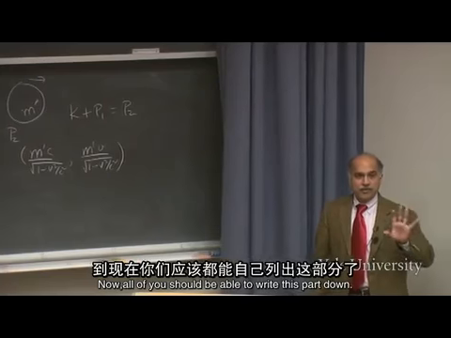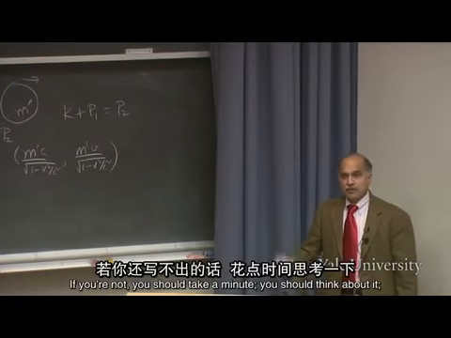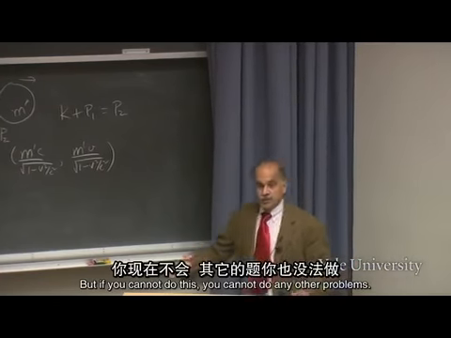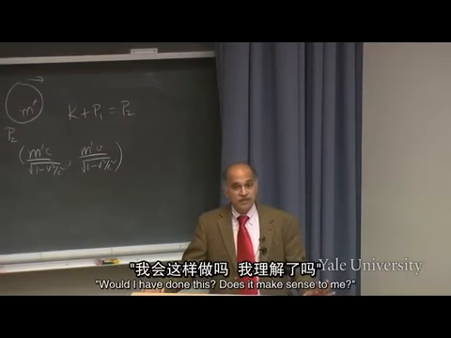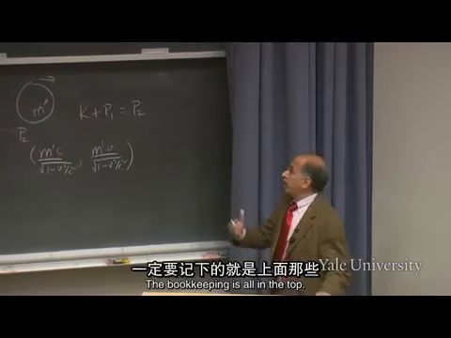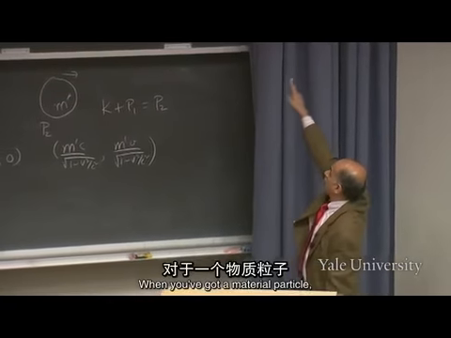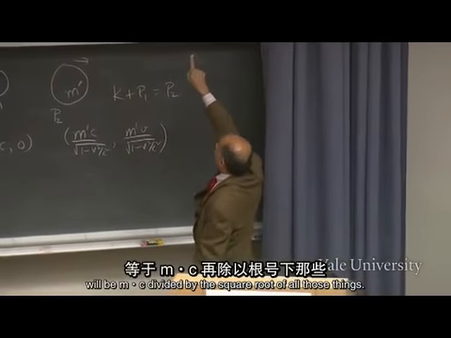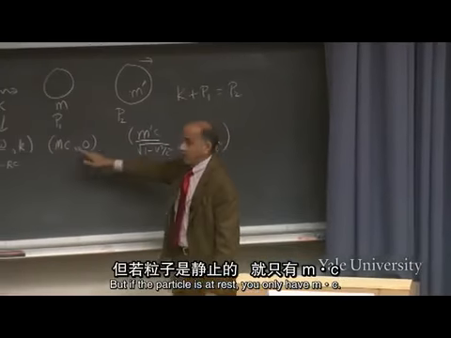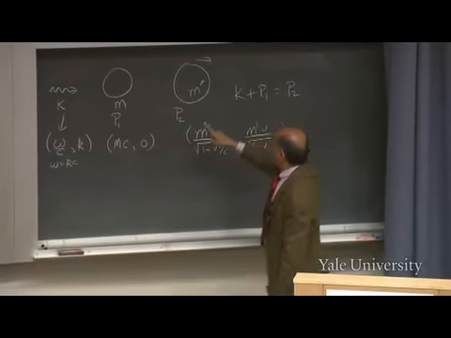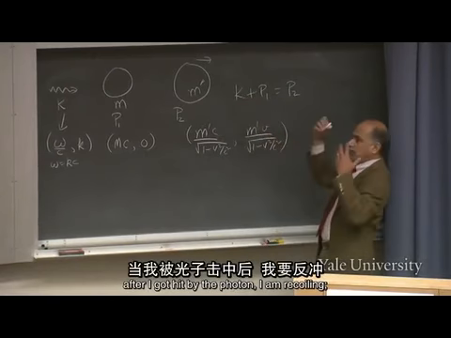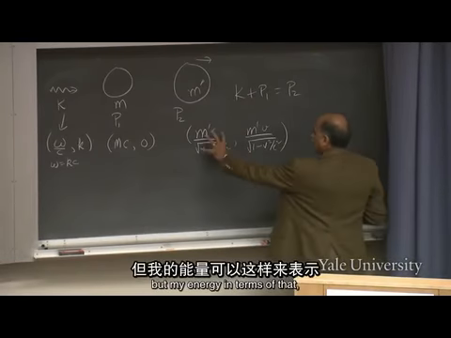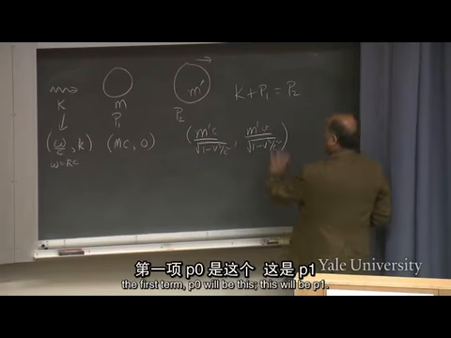Now, all of you should be able to write this part down. If you're not, you should take a minute, you should think about it, you can stop me, you can question me. But if you cannot do this, you cannot do any of the problems. So you've got to think, would I have done this? Does it make sense to me? The bookkeeping is all in the top. When you have a material particle, its first term, zeroth component, will be m times c divided by the square root of all those things. But if the particle is at rest, you only have mc. There is no momentum. The final object, me, after I got hit by the photon, I am recoiling. So I will have a velocity. I don't know what it is. But my energy in terms of that, the first term, P0, will be this.